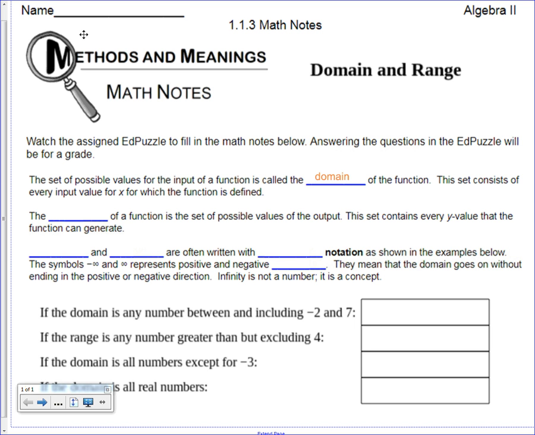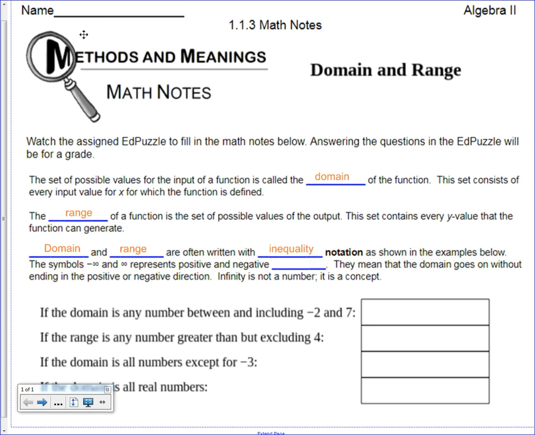This set consists of every input value for x for which the function is defined. The range of the function is the set of possible values of the output. This set contains every y value that the function can generate. The domain and range are often written with inequality notation, as we're going to show in the examples below.